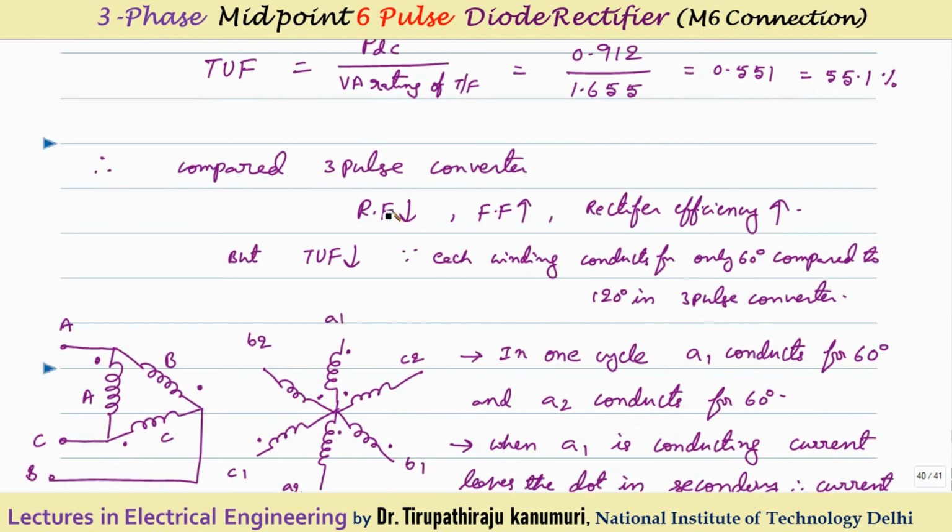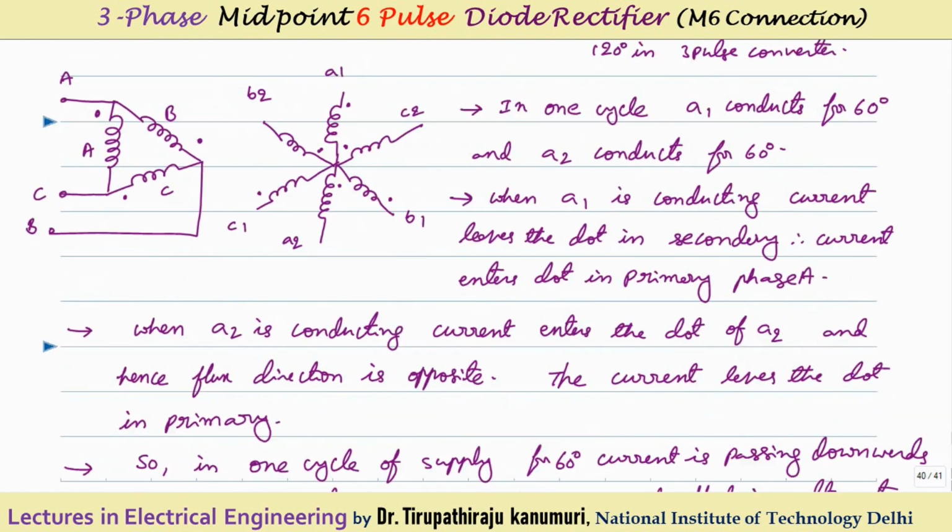Now compared to the 3 pulse converter, we have observed that the ripple factor is decreased, form factor is increased, and the rectifier efficiency also increased drastically. But the transformer utilization factor is decreased when compared to the 3 pulse converter. The reason is each winding is conducting only for 60 degrees compared to 120 degrees in the 3 pulse converter. That is a major limitation. Or we can say that for a given rating, the output voltage we are measuring is the voltage of A1 only, while for the complete winding the voltage will be double, so the winding required is double, and automatically the cost increases in this case. But there is an advantage of this one.